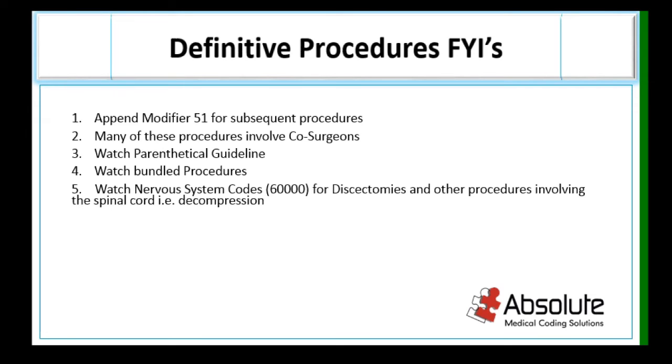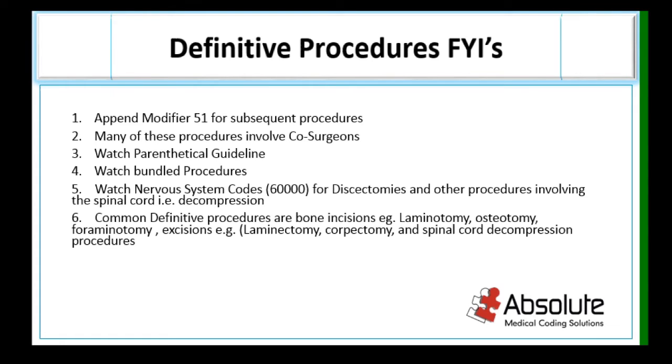It's very common. Now, also, if you didn't notice, we used a nervous system code for our definitive procedure. We did because it involved the spinal cord. Anytime you have a discectomy procedure, it's a spinal cord procedure, so that code could come from the nervous system. Also, any codes involving the decompression. Decompression is associated with the spinal cord, relieving the pressure of the spinal cord.